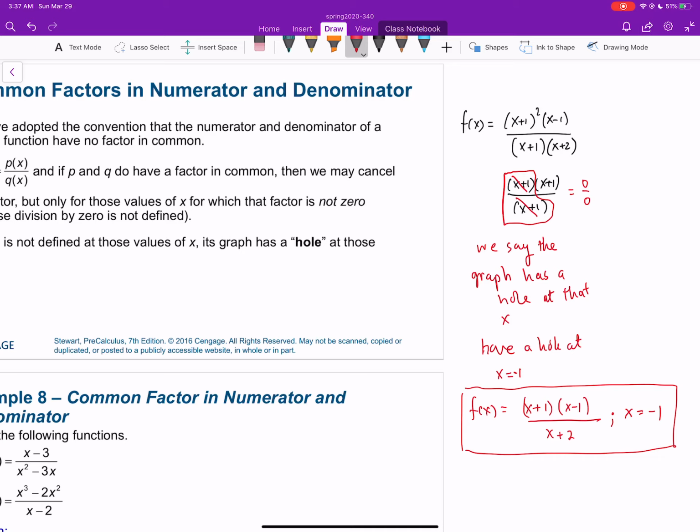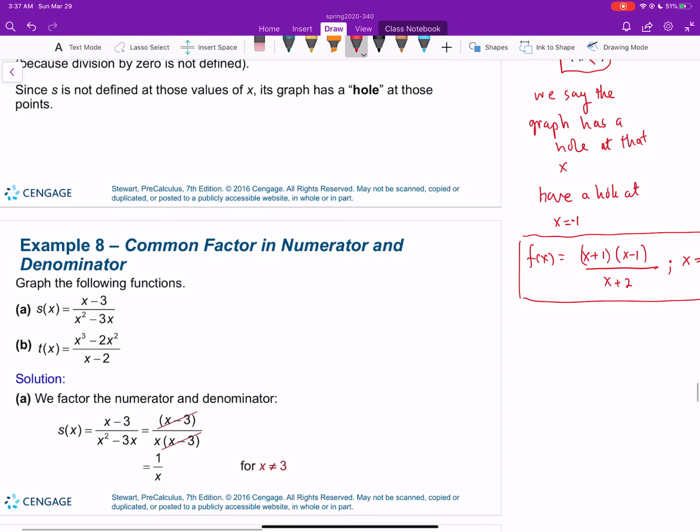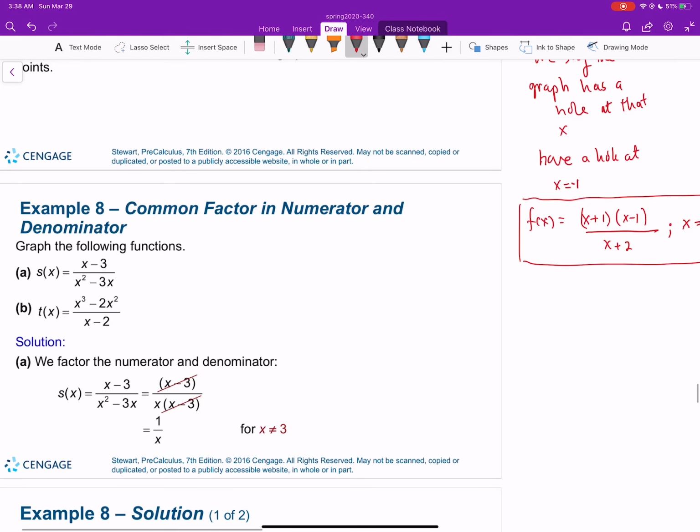Okay, so that is the whole idea about a hole in a rational function. When you have a common factor and you cancel it out, since it's a rational expression and it's undefined because you're doing 0 over 0, we say that we have a hole at that factor. So it's x plus 1. That x equal to -1 becomes what we call a hole at that location. And you're going to show that when you graph it with an open circle to show that you have a hole in that function.